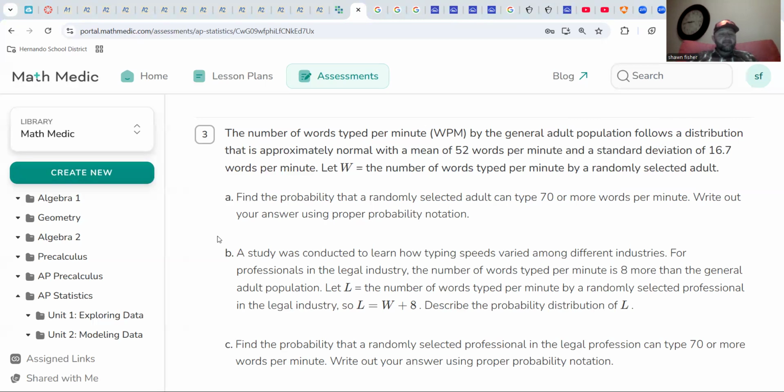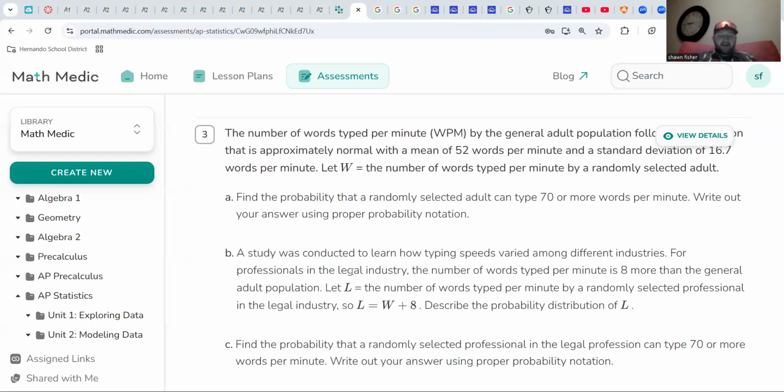They're asking me, all right, normal CDF, enter, right here. Find the probability that if I select a person, that they'll actually type 70 or more words per minute. So on a curve, if the mean is 52, it's going to be to the right of the curve to infinity.